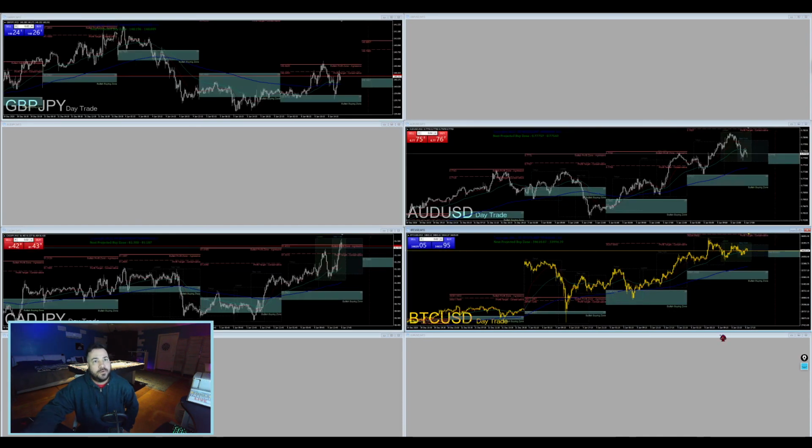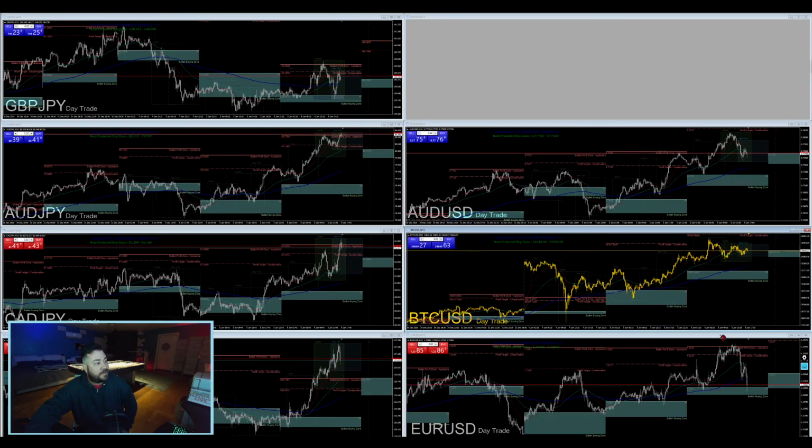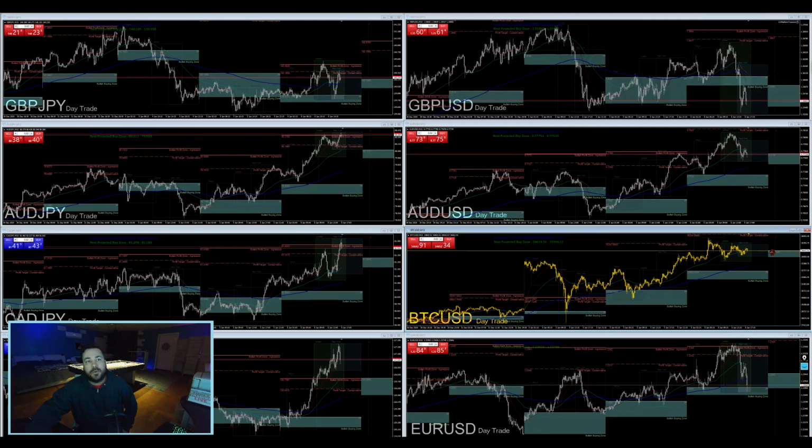All right, still not much more to do as of right now. It's 8:57 a.m. and we would have a lot of work to do on the pound dollar if we were to turn things around this session.